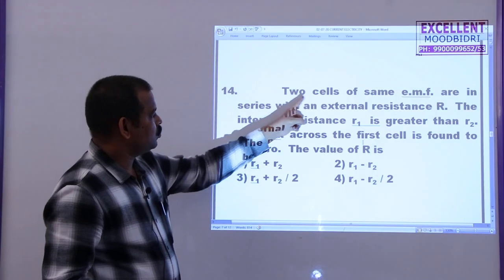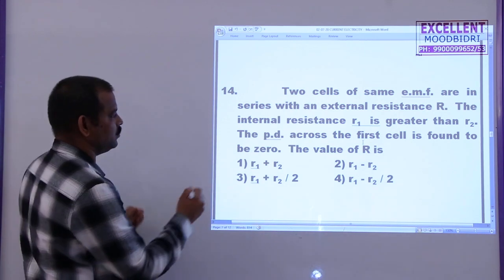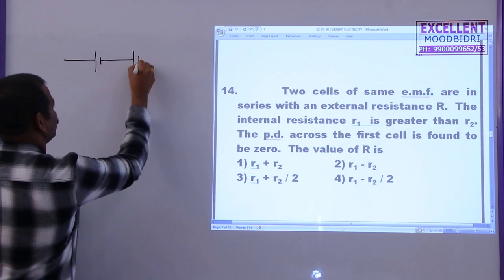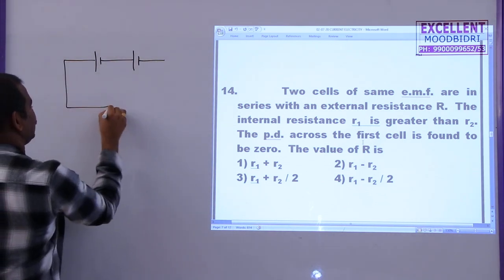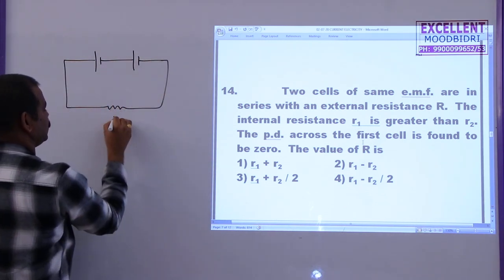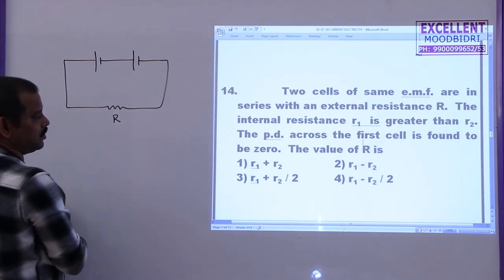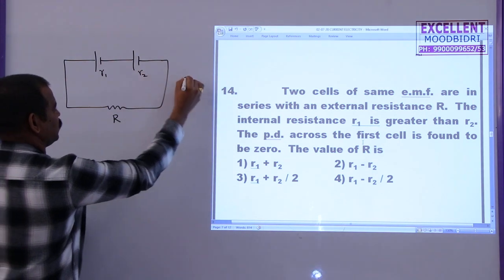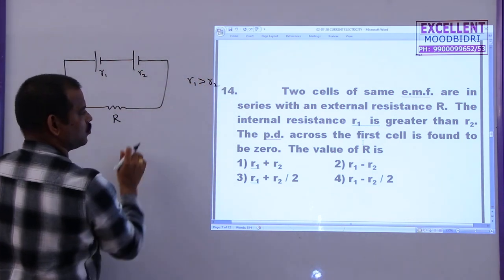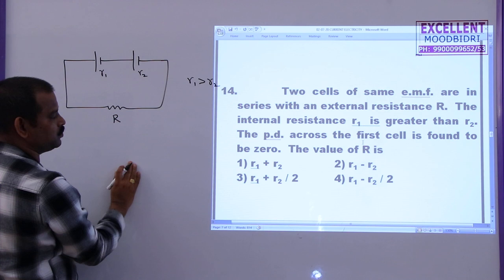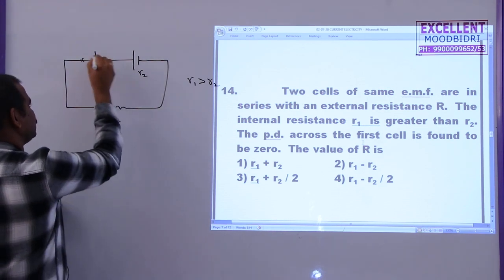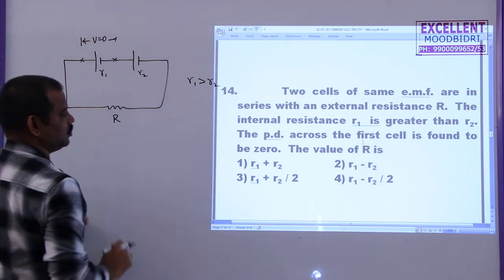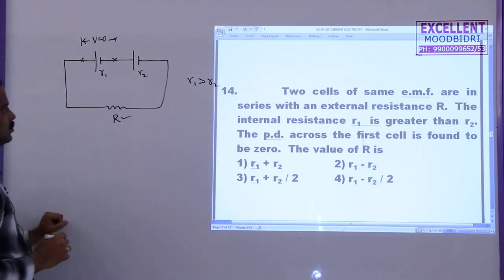14. Two cells of same EMF are in series with an external resistance capital R. So these are two cells which are connected in series and they are in connection with the external resistance capital R. The internal resistance of R1 is greater than R2. So let us say this is R1, this is R2, R1 greater than R2. The PD across the first cell is found to be 0. So let us say the PD across this one, V is equal to 0. Then the value of capital R is question mark.